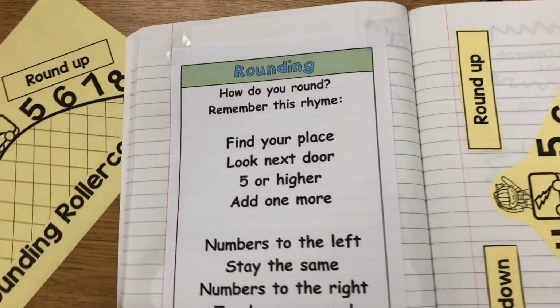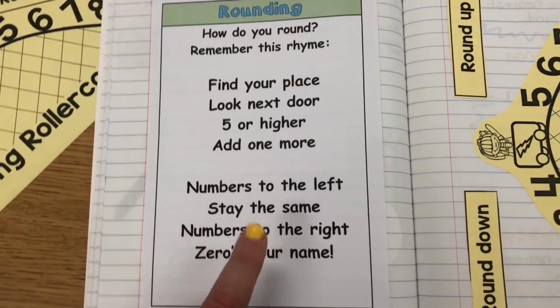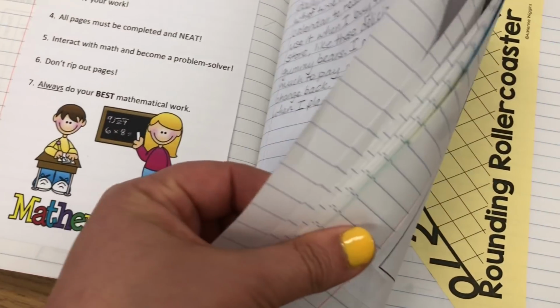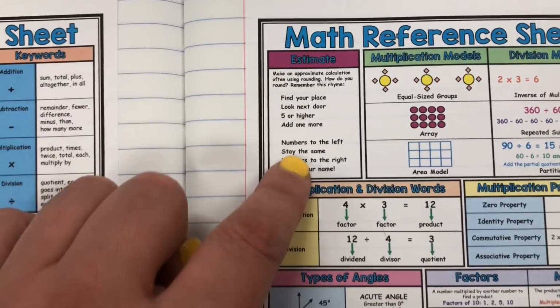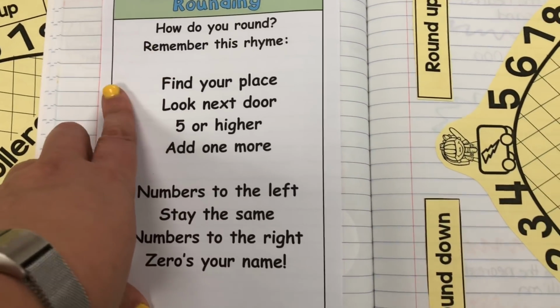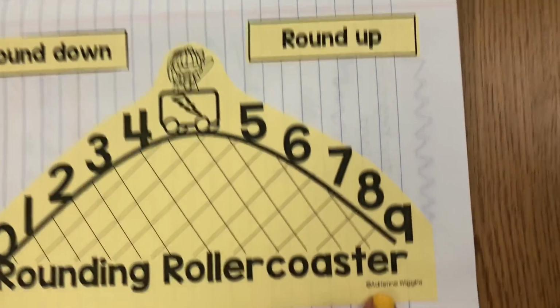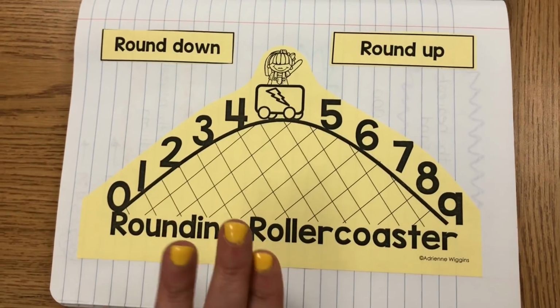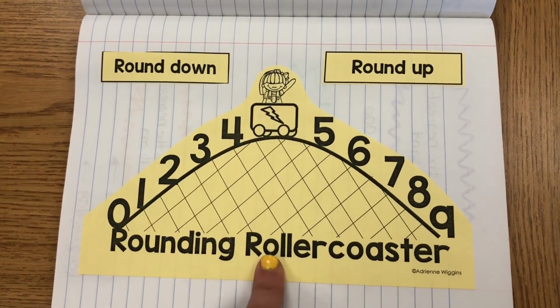So then on the next page, I had them tape in their notebooks the rounding rhyme that was on my math reference sheet. So let me show you how that looks. It was really tiny here, so I gave it to them a little bit bigger so they remember that this is an easy way to remember to round. And then this came from Adrienne Wiggins. And this is a free resource on TPT, so I'll link it down because this was amazing.